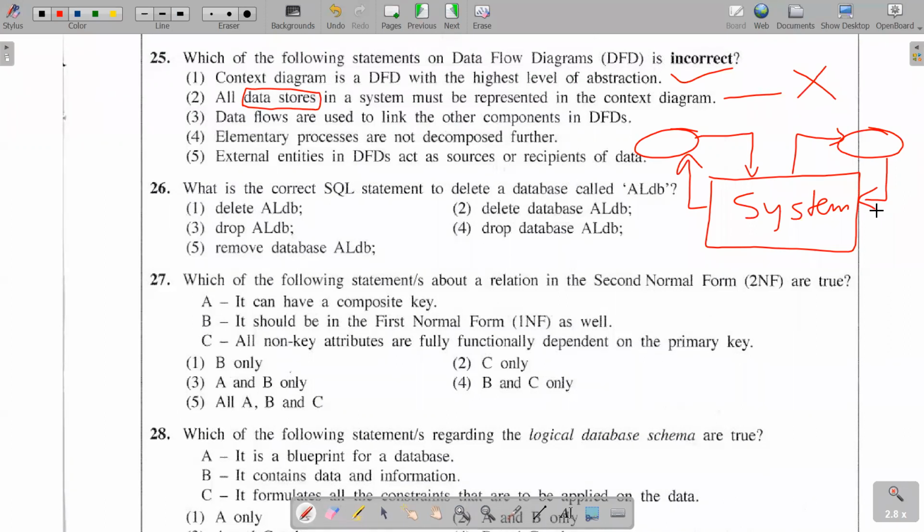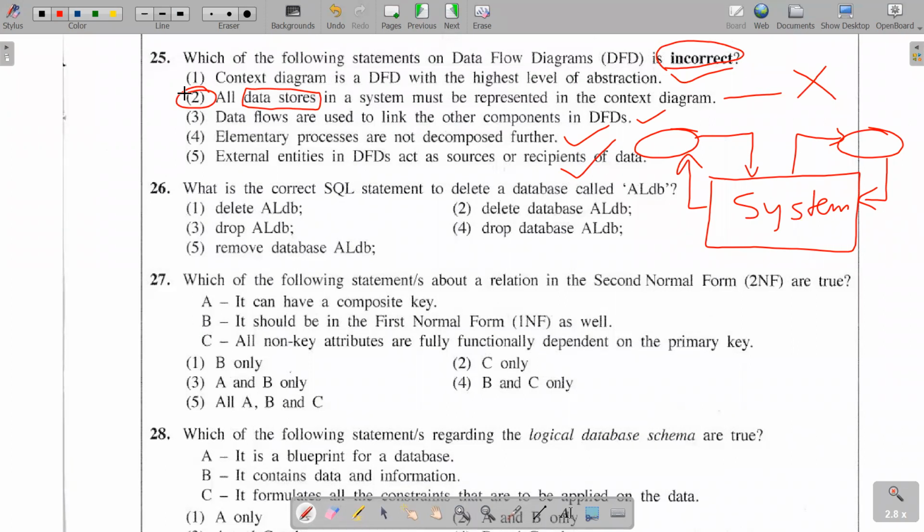Third one says data flows are used to link the other components in the DFDs. Correct. Elementary processes are not decomposed further. That is correct as well. External entities in the DFD act as source or recipient of the data. Yes, that is correct as well. So the second one is going to be the answer because they are asking about the incorrect one. Second is the answer.